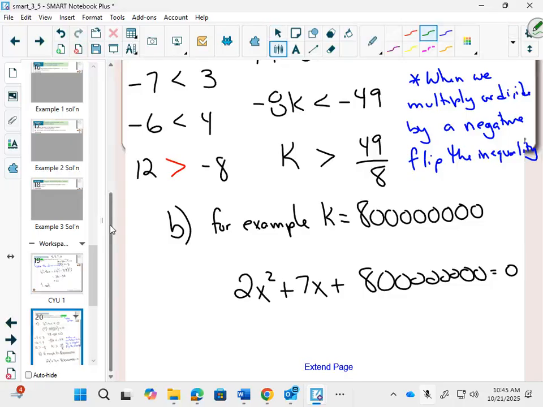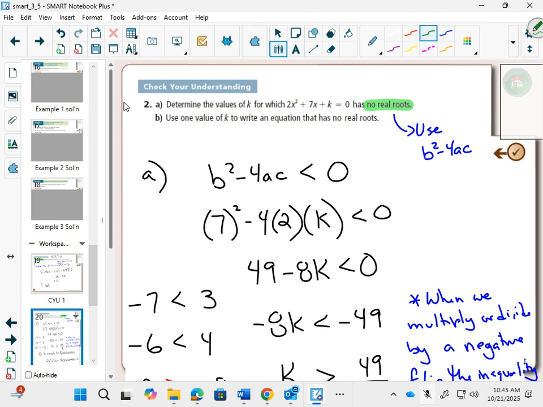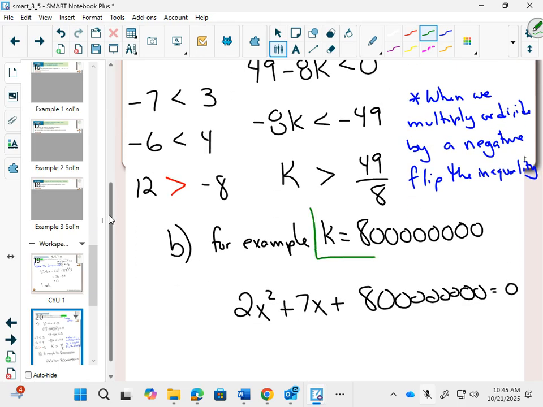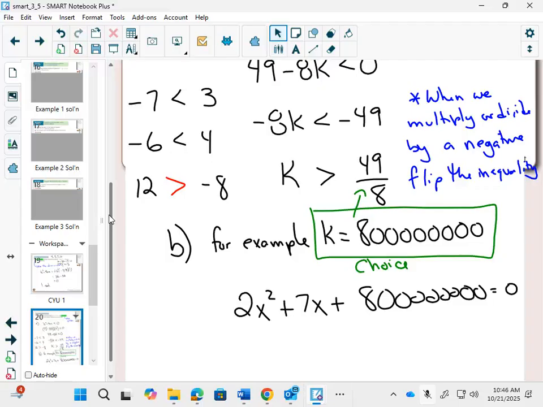Right? Part B, I often put this on quizzes, right? And students forget to do that part. Write one equation, you get, right? You get choice here. As long as it's bigger than 49 over 8, you're fine. All right? And then you could write any equation to get that final mark.